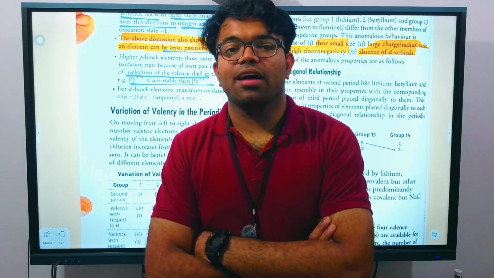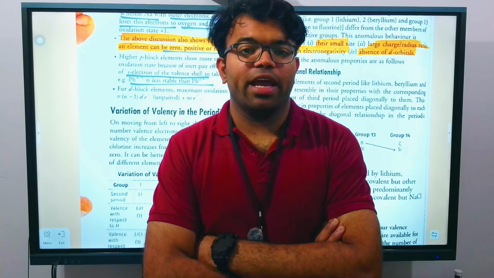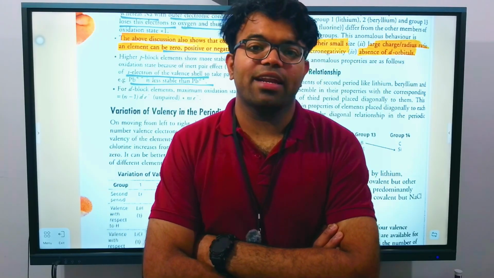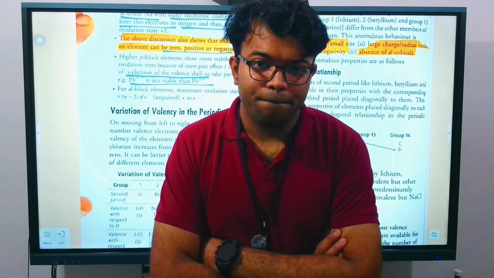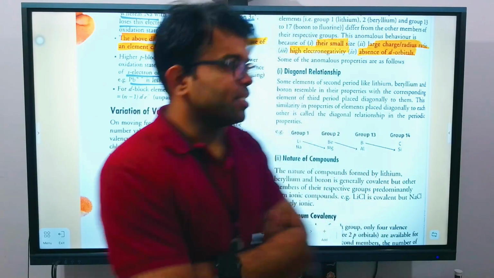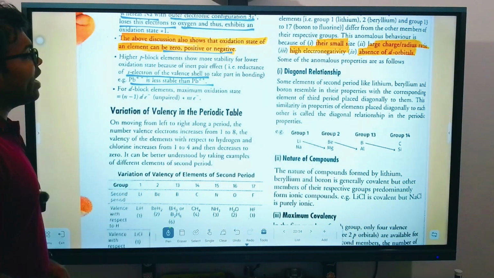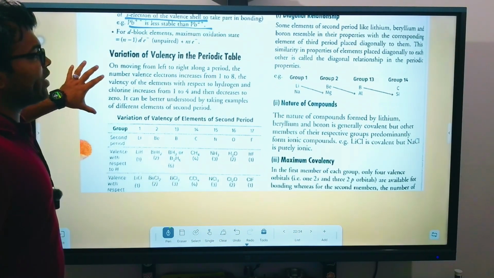Clear? That is the highest oxidation state possible for any element, and that is manganese, and that is +7. Did you understand what I'm trying to say? Okay, let's move on. So, variation of valencies in the periodic table.